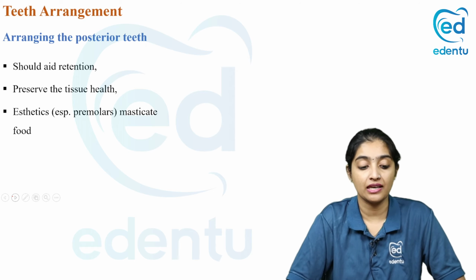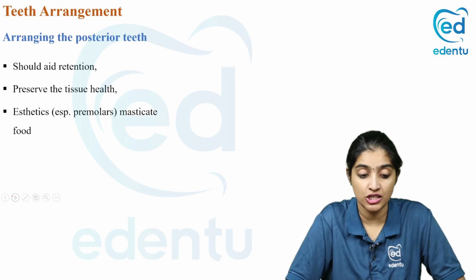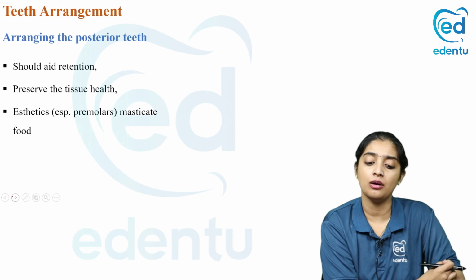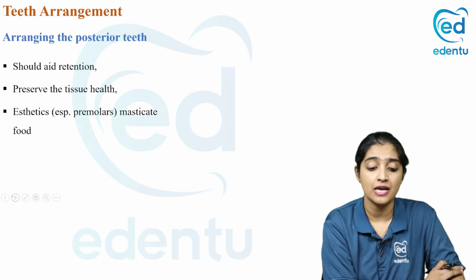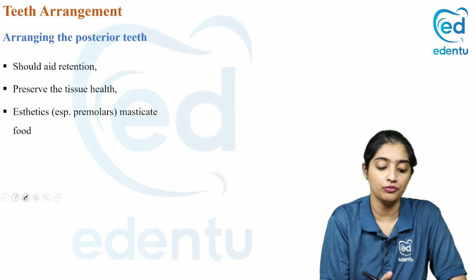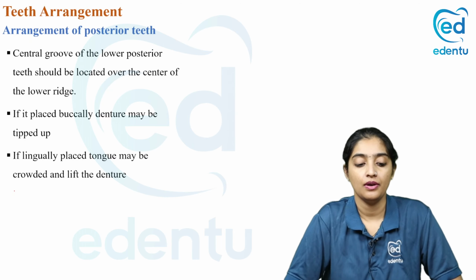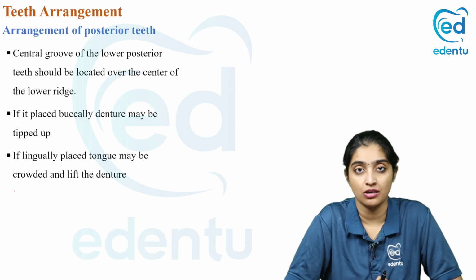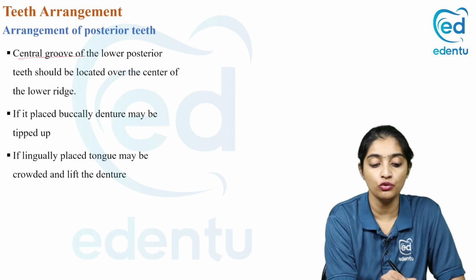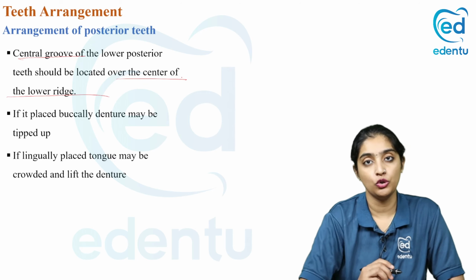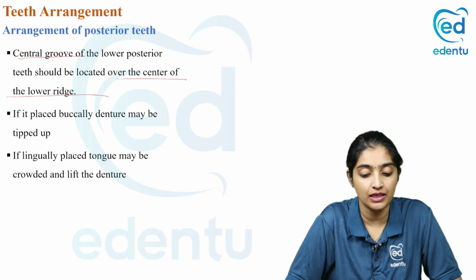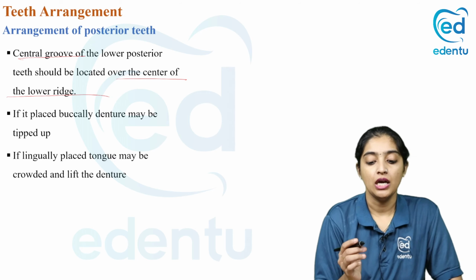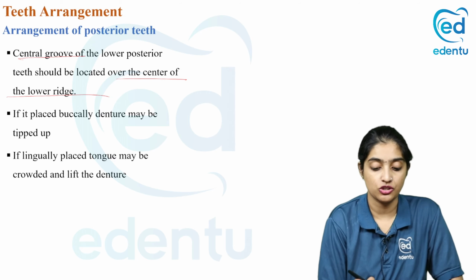Coming to posterior teeth arrangement, it should aid in retention, preserve tissue health and aesthetics, especially for the premolars, and also help in mastication of food. The central groove of the lower posterior should be located over the center of the lower ridge. If it is placed buccally, the denture may be tipped up. If placed lingually, it may cause crowding and lifting of the denture.